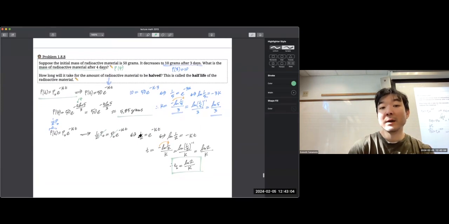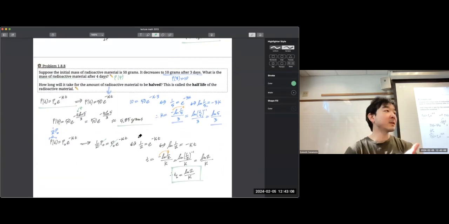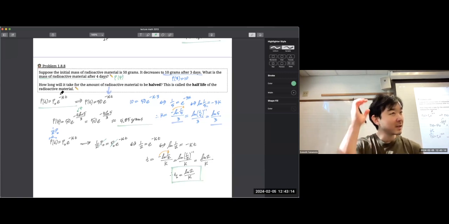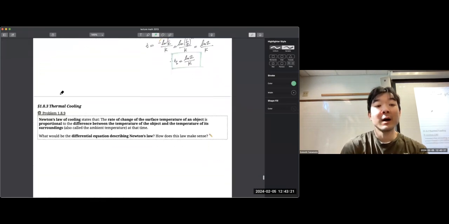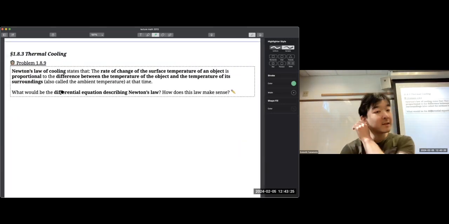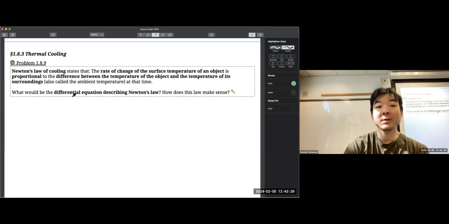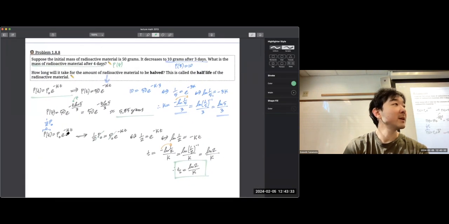So that's relatively simple. The only thing was you just have a negative in front of this k, and all the other process is kind of the same, and you may have seen this before. I'm just doing one example because then we can move on to another application, which is thermal cooling. And this is more interesting, I think. So we'll just move on to it, unless people have any questions about the decay problems.